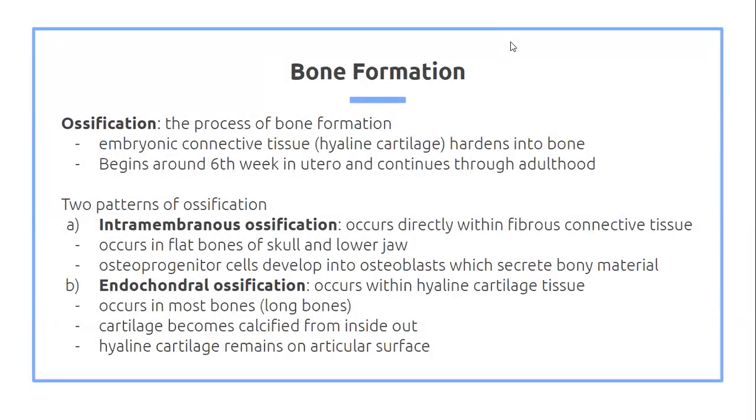So next we're going to go over bone formation. Ossification is the process of bone formation, and it starts when you're just an embryo in your mom's uterus. It's when your embryonic connective tissue, which is also kind of your hyaline cartilage, hardens into bone, and it begins around the 6th week in utero, so pretty early on.